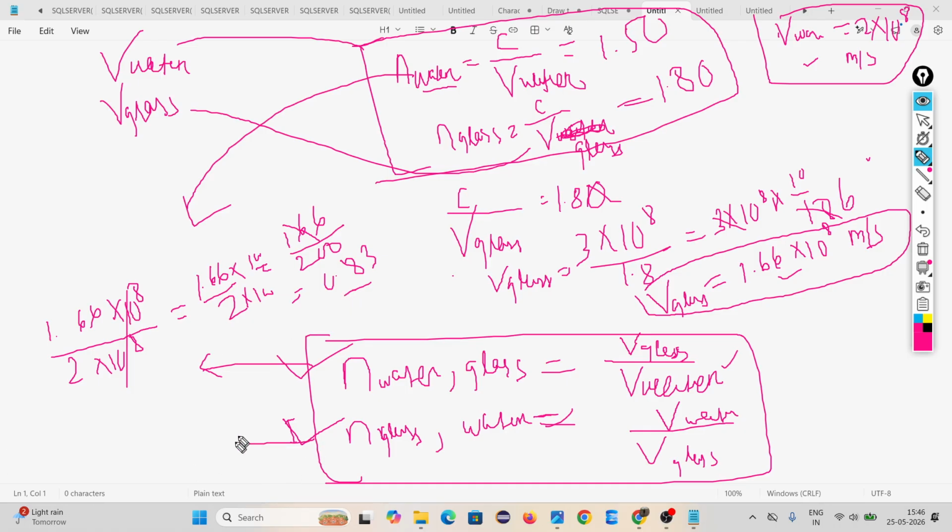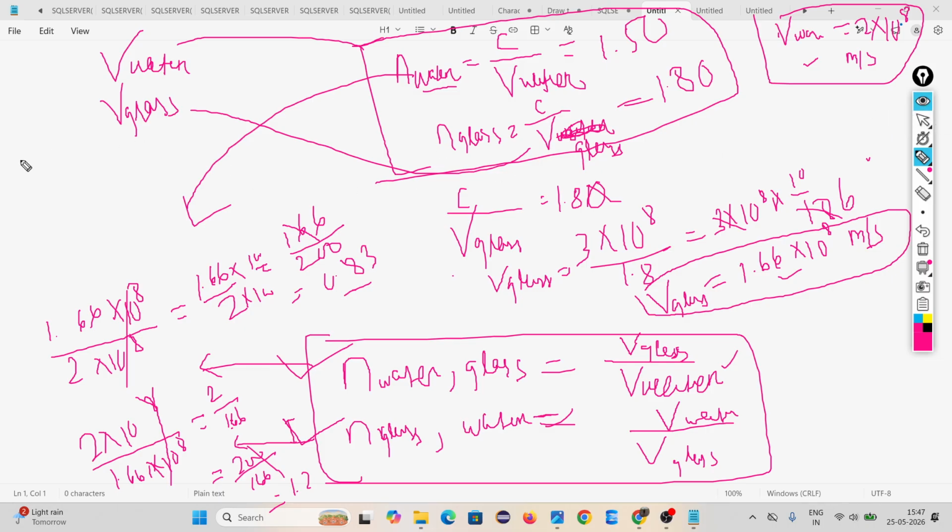Then the refractive index of glass with respect to water: V of water, the speed of light in water, 2 into 10 to the power 8, upon 1.66 into 10 to the power 8. This and this cancel. You have to simplify 2 upon 1.66. It becomes 200 upon 166. If you simplify this, you will get 1.2. Now do you understand?